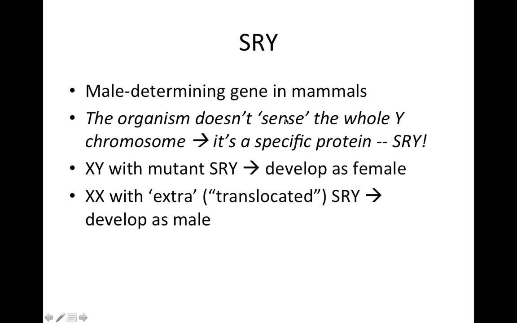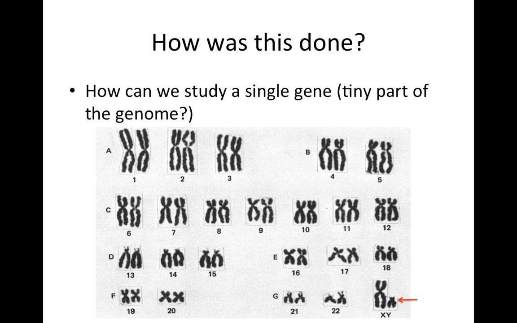So the key is that to understand what's going on in this key sex determination gene, we need to actually look at the SRY gene. So that raises the question of how is this done? While we can generally look at a karyotype like this and say, oh, there's an X and Y, if we actually want to study the SRY gene, we're not looking at this whole Y chromosome, we're looking at a tiny little dot in the SRY.